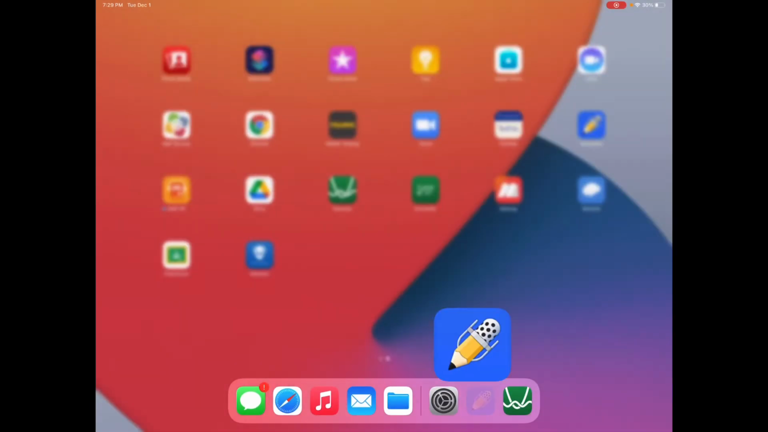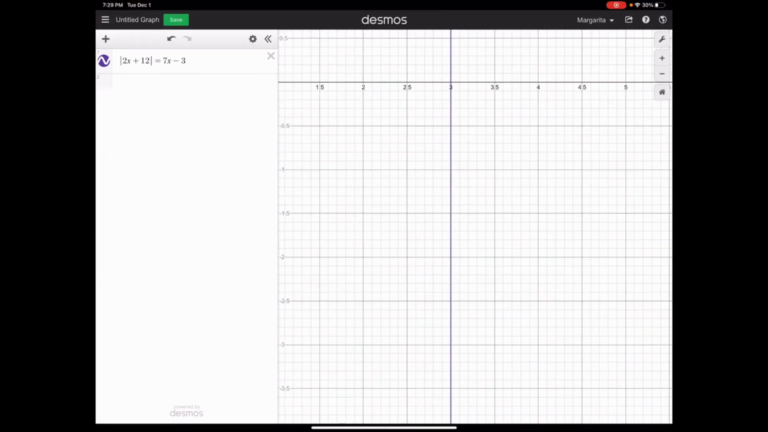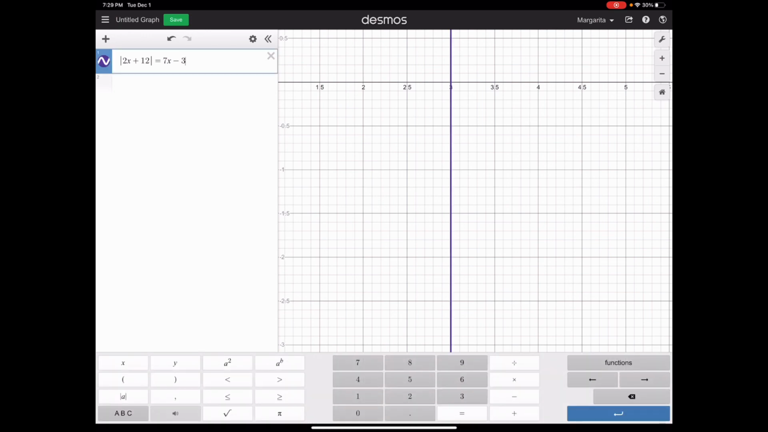Did I type something in wrong? Let me see. Wait, did I not? Okay, I don't know what happened. Oh, I forgot to scroll. I was still typing the previous problem. Oh goodness. 3x plus 27.